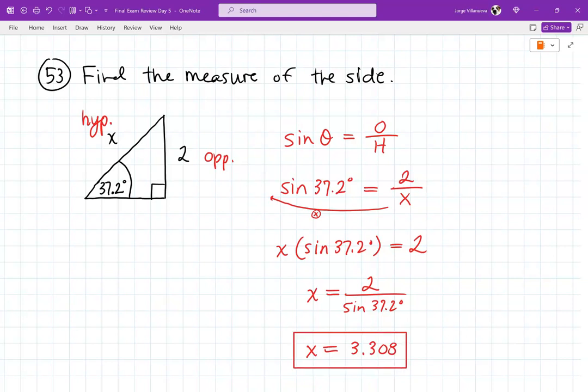Again, I'm not sure how much they're going to want you to round. In calculus, we always go 3 numbers after the decimal, so I'm kind of used to that. But you could have put 3.31 or 3.3, depending on the options you guys get.